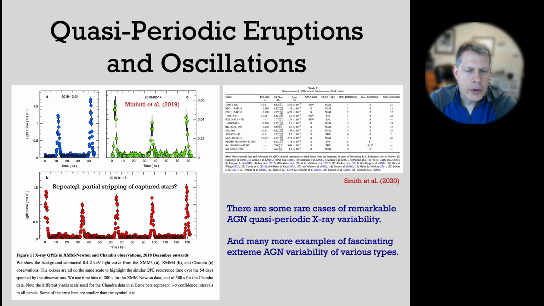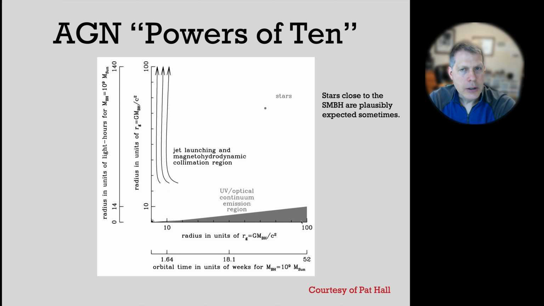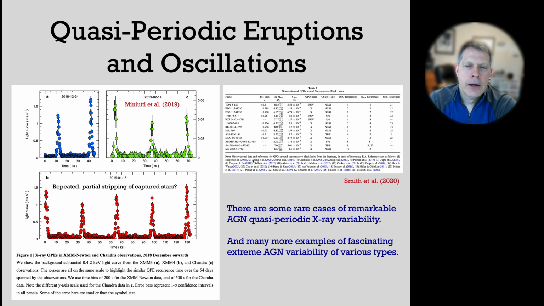A number of models have been put forward. One possibility is you may have repeated partial stripping of a captured star by the black hole. Remember when I showed you this plot earlier, of a region fairly close to the black hole, which you can see down in this left corner, we do expect there to be stars present on this scale. They won't be extremely common, but if you look at a large number of active galaxies, it's not unreasonable to think that every once in a while you may have a star that is bound to the black hole and interacting with it. In this case, it is being repeatedly tidally stripped by the black hole. This is plausibly expected sometimes. And so perhaps we are here seeing a star being repeatedly stripped of some of its gas, which then shocks and produces much of this emission and then ultimately would be accreted in a system like that.